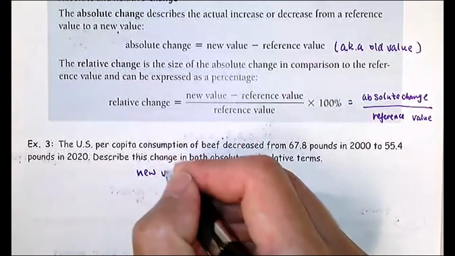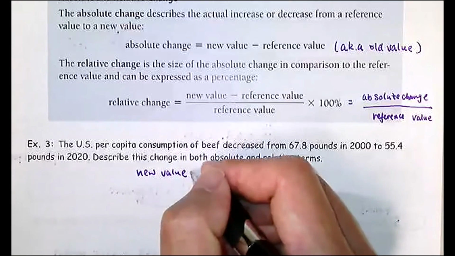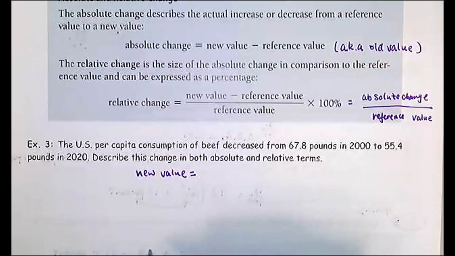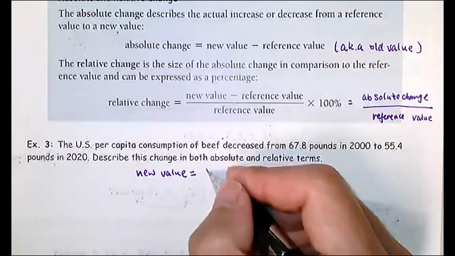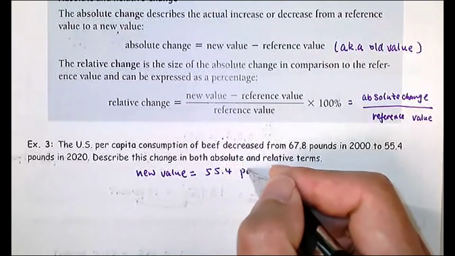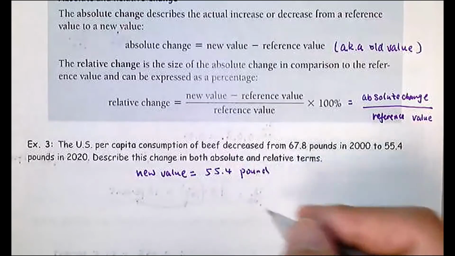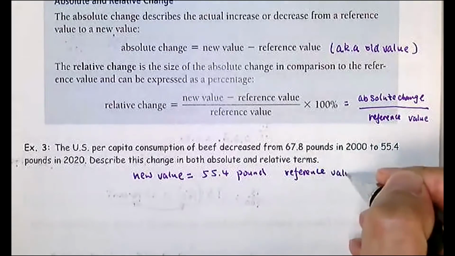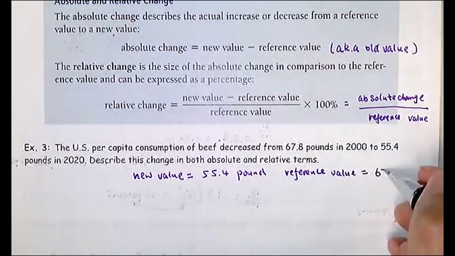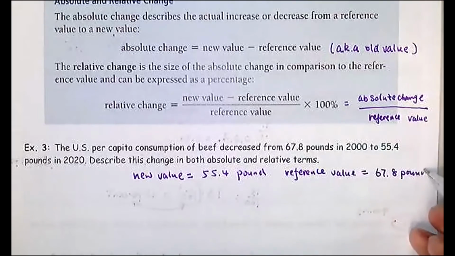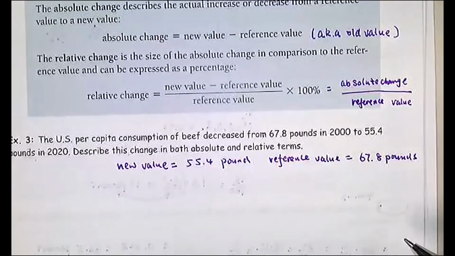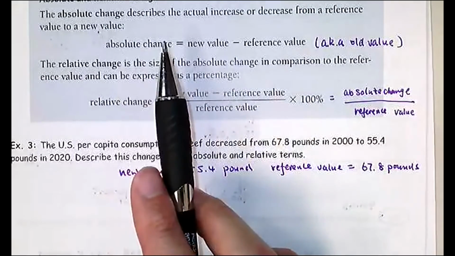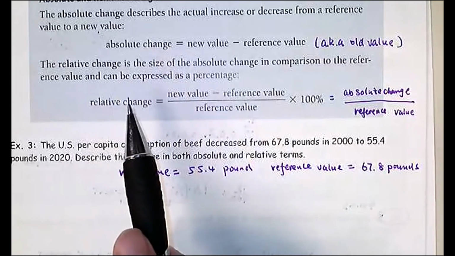First of all, what is the new value? 55.4 pounds. Very good. What is the reference value? 67.8. Thank you. So we have all the information we need. We can calculate the absolute change. We can also calculate the relative change.